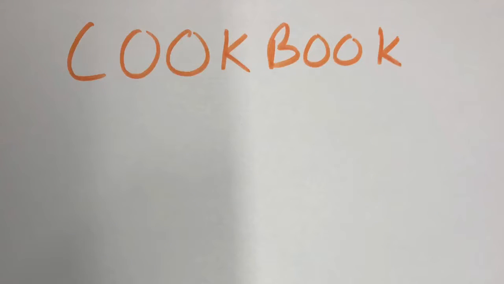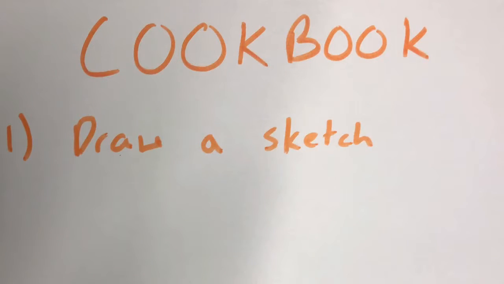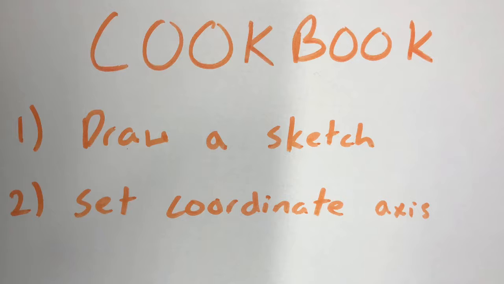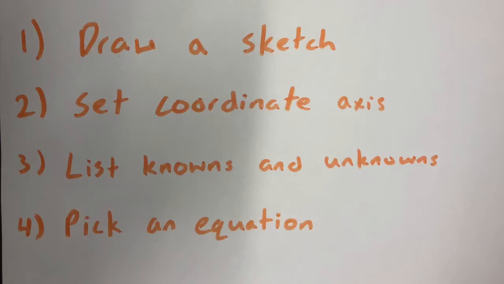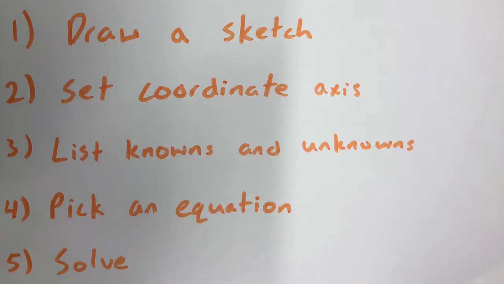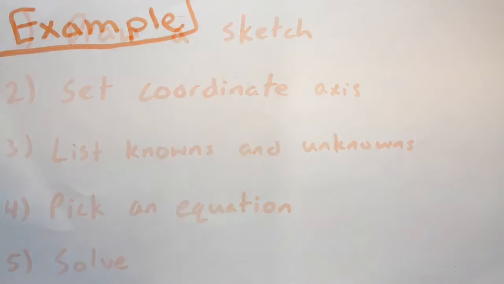The cookbook is a list of steps that will help you solve these problems with ease. Step 1 is draw a sketch. Step 2 is set a coordinate axis. Step 3 is list the knowns and unknowns. Step 4 is pick an equation. And step 5 is solve for the variables you are being asked to find.